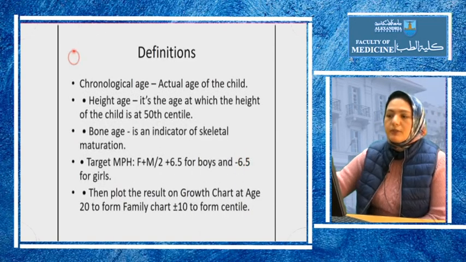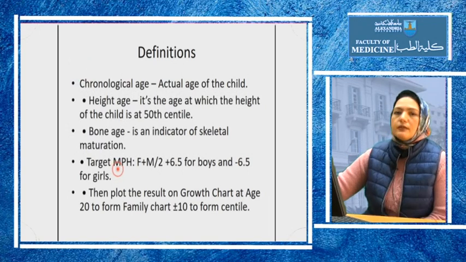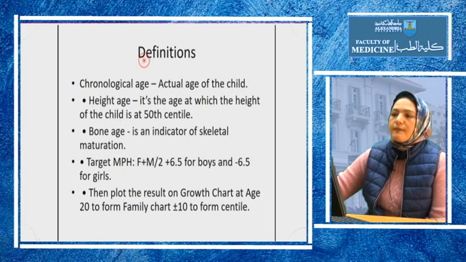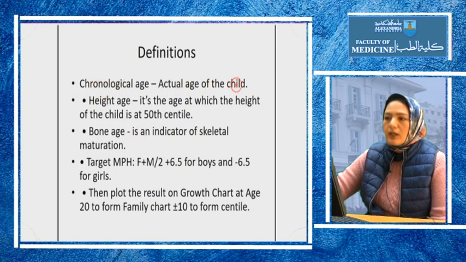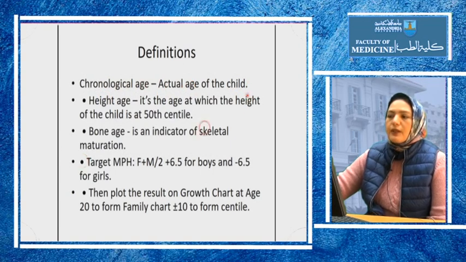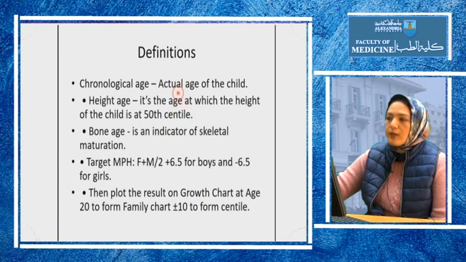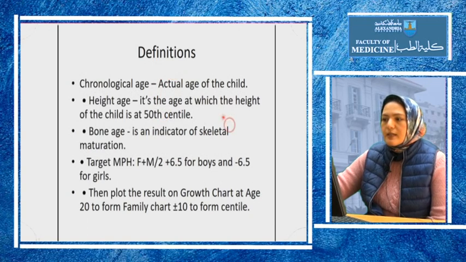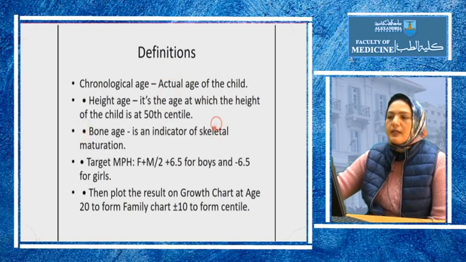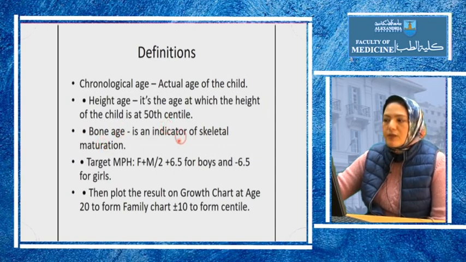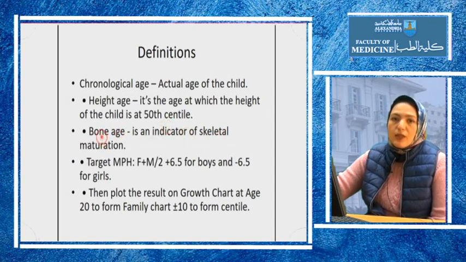Here we have some definitions regarding the growth assessment. First, the chronological age, which means the actual age of the child. This is the chronological age in years. The height age means the age at which the height of the child is at the 50th percentile on the growth chart, as we will see next. The bone age means the skeletal maturation. This is an indicator for the skeletal maturation, and we get the bone age through X-ray imaging.